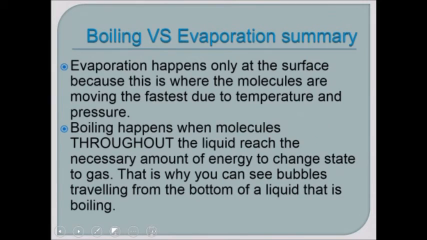So, in summary, evaporation happens only at the surface of a liquid because that's where molecules are moving the fastest due to temperature and pressure. Boiling happens when molecules throughout a liquid reach the necessary amount of energy to change the state into a gas. This is why when you boil water, you can see bubbles that'll start at the bottom of your cup and move upwards, because when you've reached the boiling point, any molecule might spontaneously turn into a gas. It's not just the ones at the surface anymore.